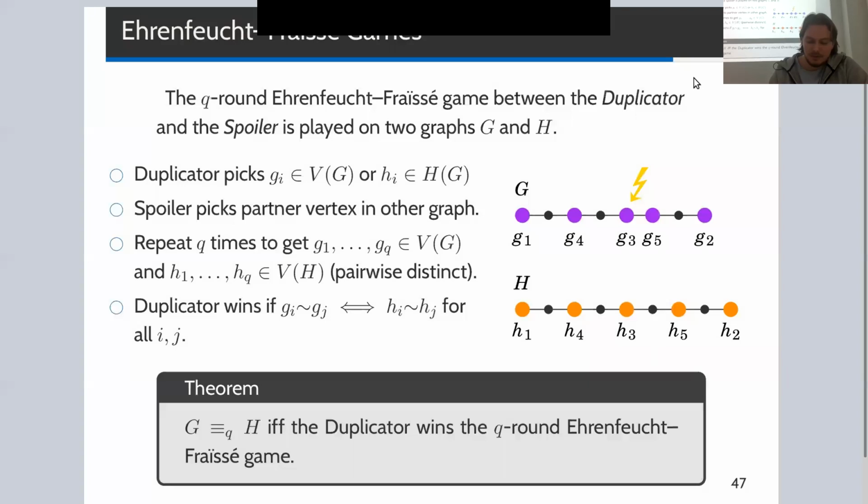And generally, you can show that two structures are Q equivalent if and only if the duplicator has a strategy to win the Q round Ehrenfeucht-Fraïssé game. And in the next lectures, we will use this to show, for example, that first order logic cannot express connectivity, cannot express parity. We will even use this theorem to prove a variant of the Pfefferman-Vaught theorem for first order logic.